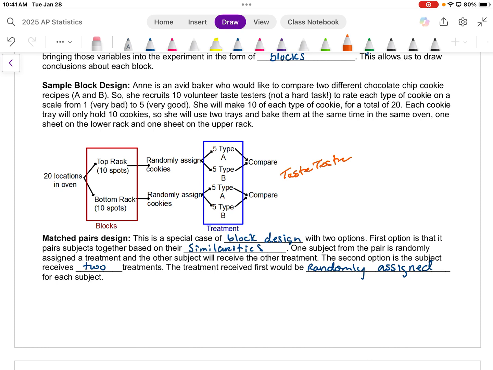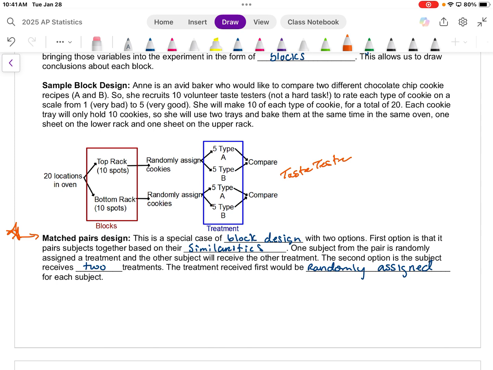So a matched pair design. I will tell you this example, matched pair, pops up quite frequently on the AP exam as a design choice, especially with some of our later topics when we talk about hypothesis testing and other stuff, where it's based off of a matched pair. So that's definitely one to think about. This is a special case of a block design with 2 options. The first option is that it pairs subjects together based on their similarities.